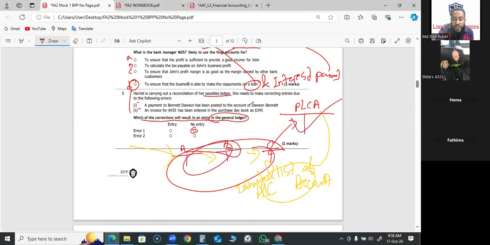How about the next one? Invoice of 435 has been entered in the purchase day book as 345. That needs to be corrected. So this is the answer here. Yeah. I would say some of the questions are not clearly stated here.